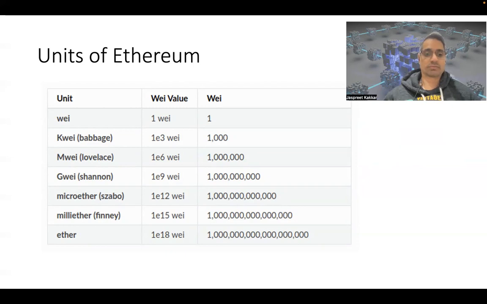So gigawei is important because it is used to denominate the transaction fee on the Ethereum network. It's also called the gwei rather than the gigawei, and so on. And all of these with 18 decimal places make up 1 Ethereum.